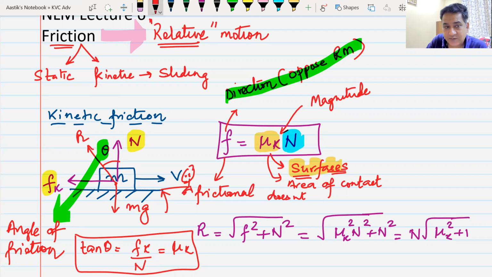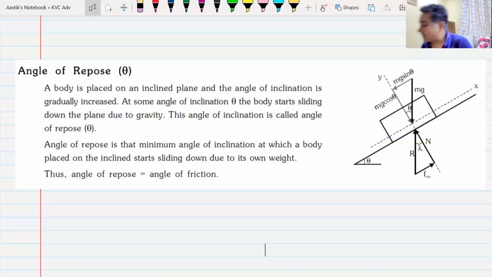Now there is also one more angle which is known as angle of repose. So let us write what is angle of repose. Have you heard about angle of repose? Okay, sir. Suppose you must have done this experiment in your 11th standard. Suppose you have a block kept on an inclined plane, and this inclined plane is rough.